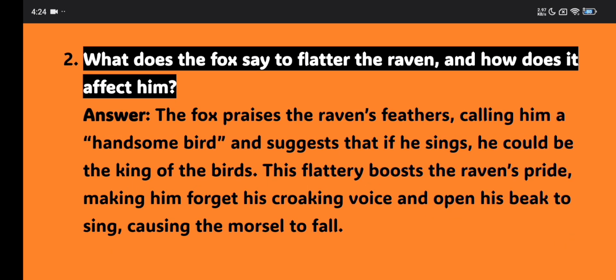Question number 2. What does the fox say to flatter the raven, and how does it affect him? The answer is, the fox praises the raven's feathers, calling him a handsome bird, and suggests that if he sings, he could be the king of the birds. This flattery boosts the raven's pride, making him forget his croaking voice and open his beak to sing, causing the morsel to fall.